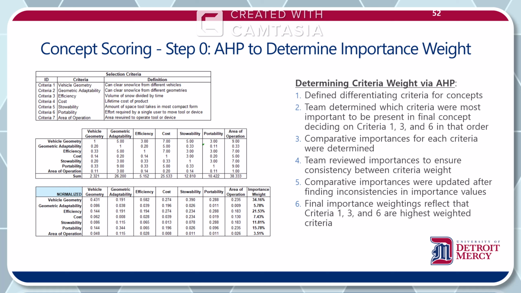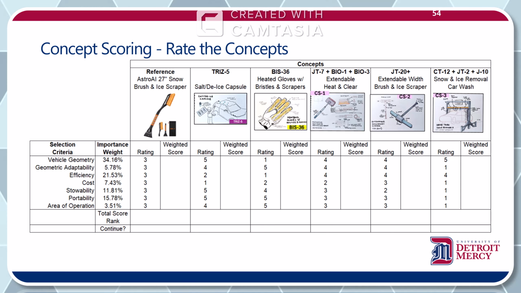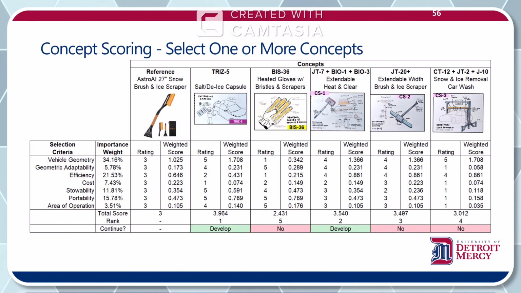The first step of concept scoring was to create a different set of selection criteria to differentiate concept attributes. The importance weight for these criteria was generated using AHP. Similar to concept screening, a selection matrix was prepared with selection criteria and the reference product. Concepts were then scored against the reference on a scale of 1 to 5, where 1 is way worse, 3 is the same, and 5 is way better than the reference product. Using the importance weighting, weighted scores are determined for each concept.